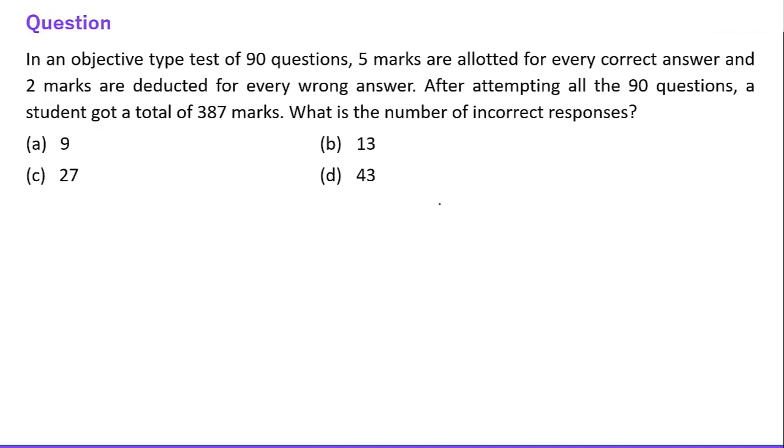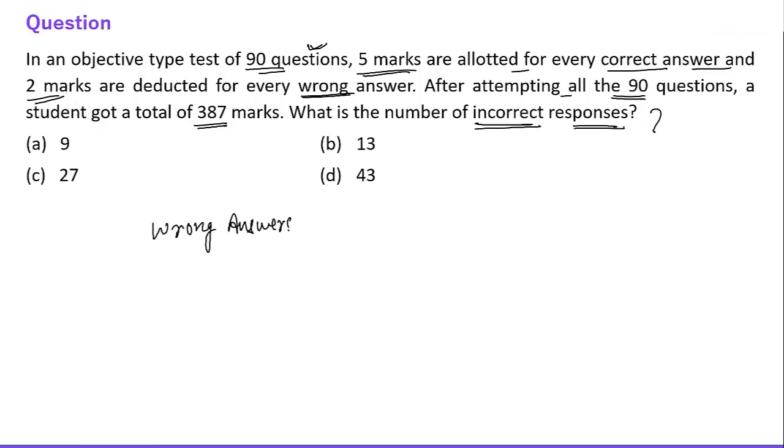After that, the question is saying, in an objective test of 90 questions, 5 marks are allotted for every correct answer and 2 marks are deducted for every wrong answer. After attempting all the 90 questions, a student got 387 marks. What is the number of incorrect responses? Okay, see everyone, the loss of a wrong answer.